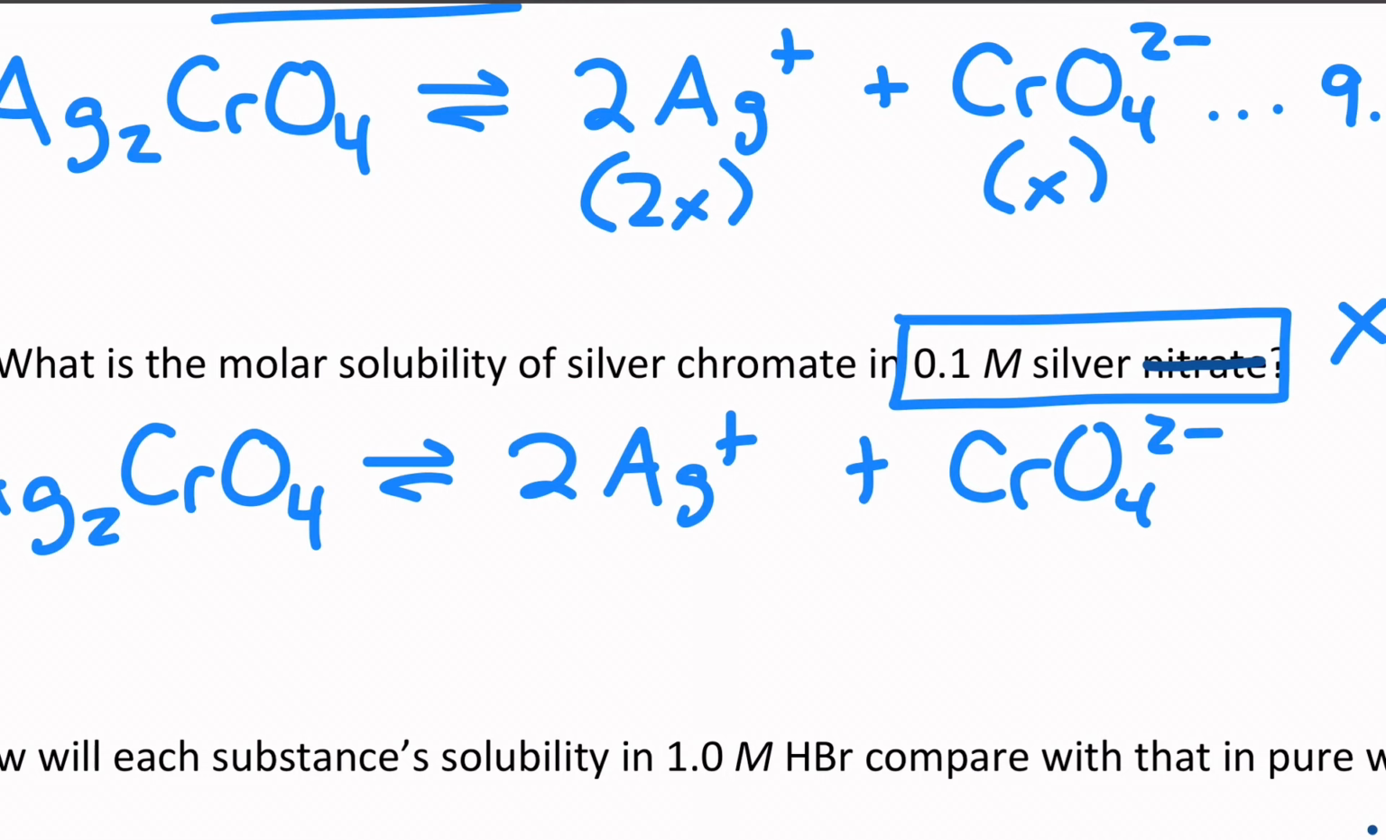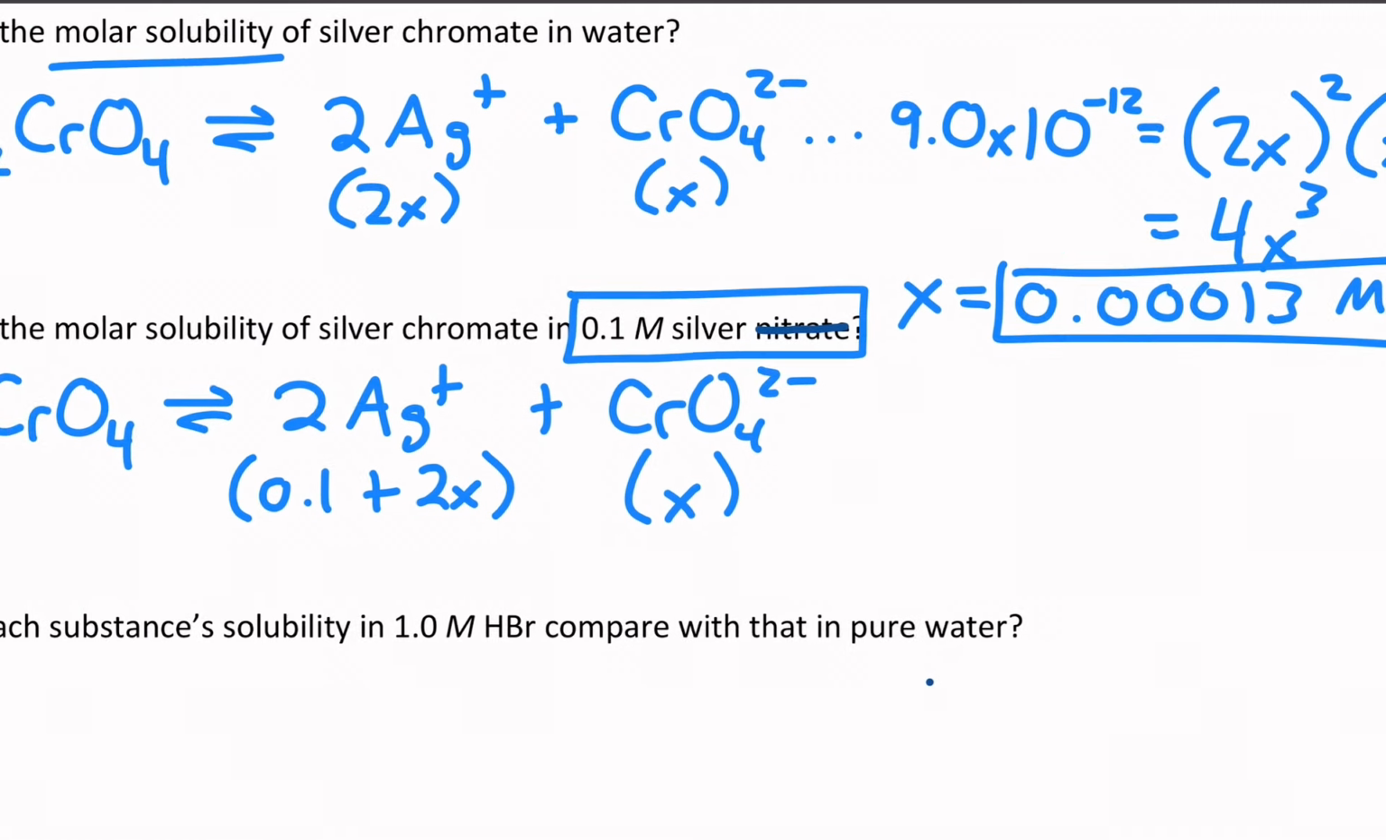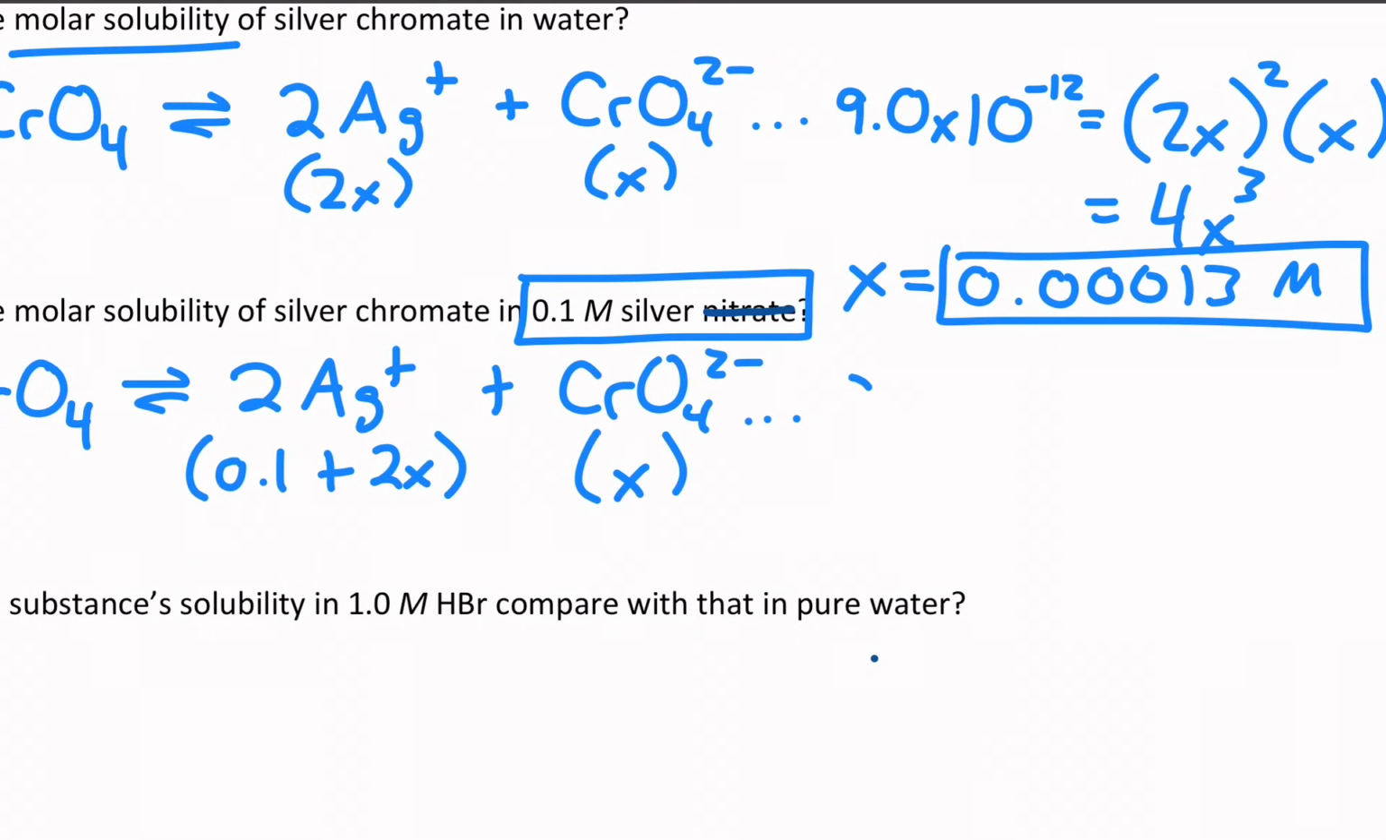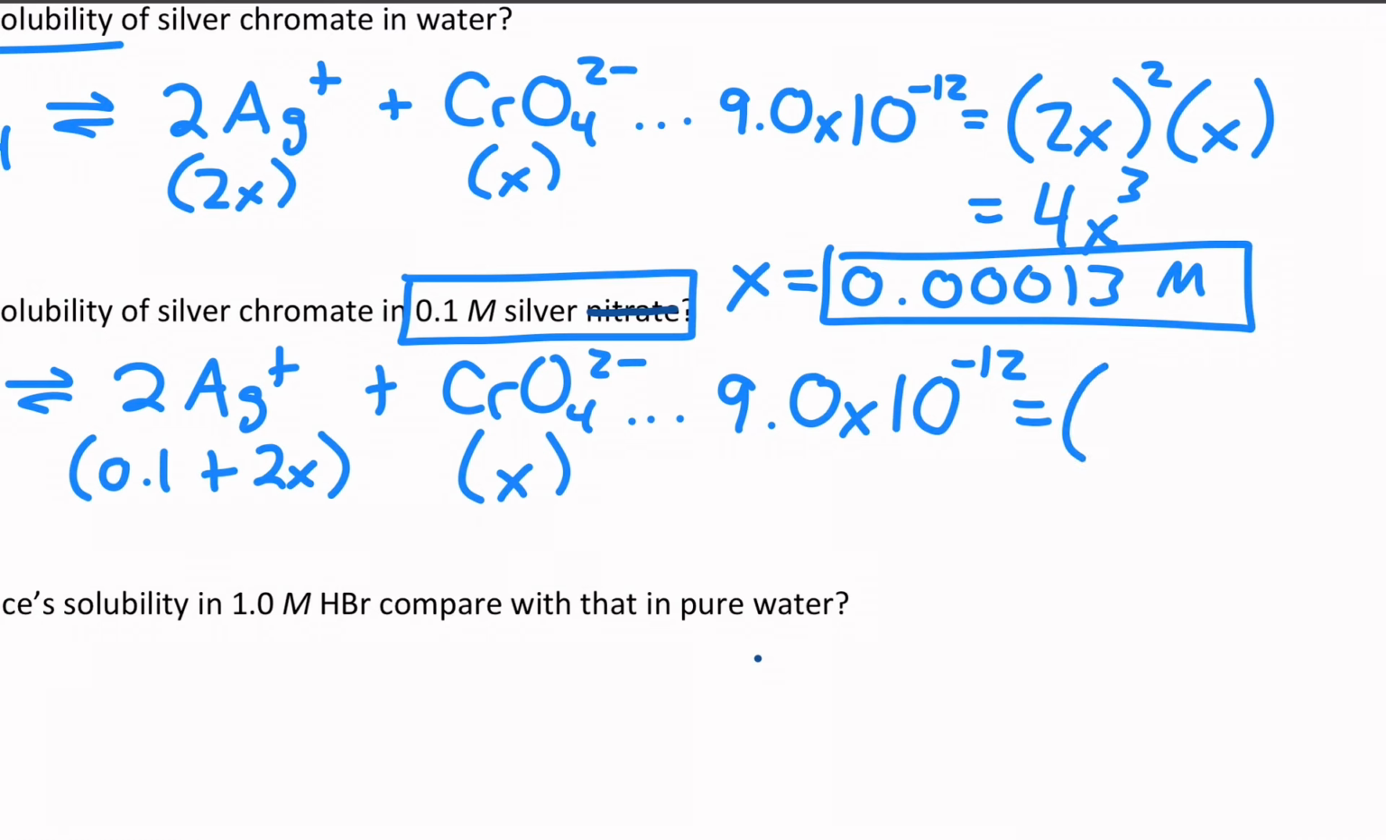But in this case, my molarity of each ion isn't 2x and x. It's going to be however much I have from the silver nitrate compound, which is 0.1 more, plus the 2x I get from the dissociation of the original compound. The chromate value still has an x for its concentration, and it's the same compound, so I still use the same Ksp value. 9.0 times 10 to the negative 12 is now equal to the quantity 0.1 plus 2x, and then square it, times x for the chromate.